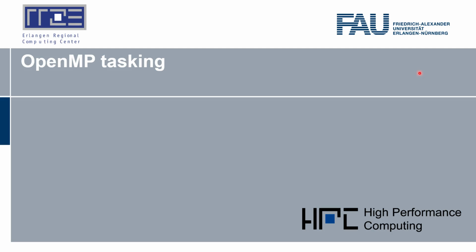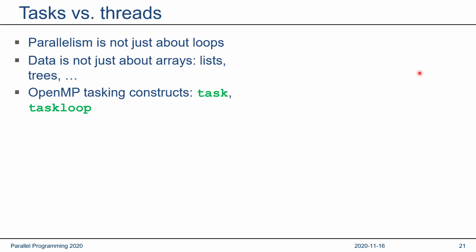Another interesting feature that came into OpenMP with version 3.0 is tasking. Tasking is all about parallelism that's not in loops. So up to now, you may have the impression that OpenMP is all about parallel loops, and for a long time it was. However, there's a lot of stuff, for example, data, that's not in arrays. So there's list structures and tree structures, all kinds of flexible data structures where the elements are not arranged in a sequence order.